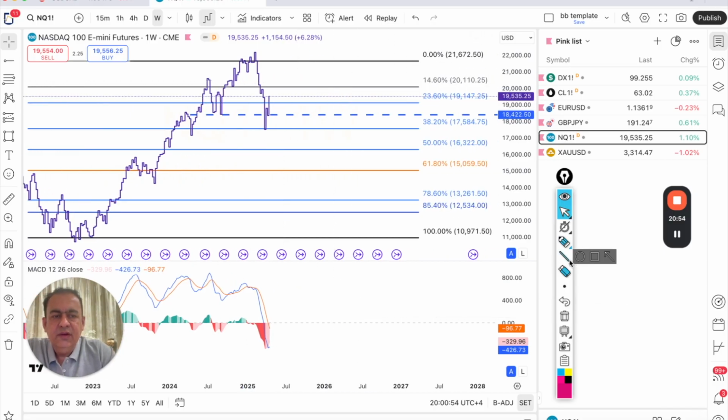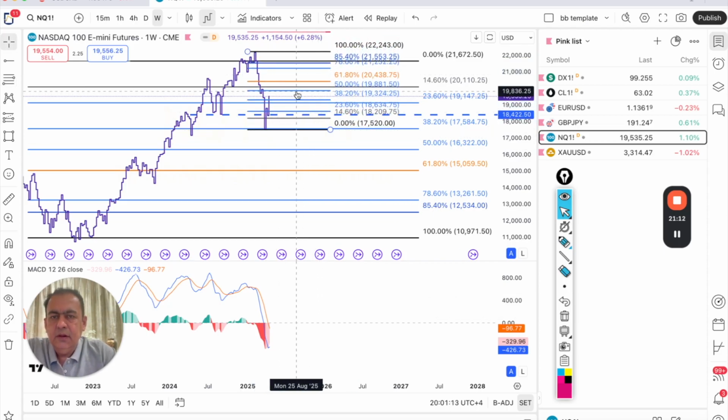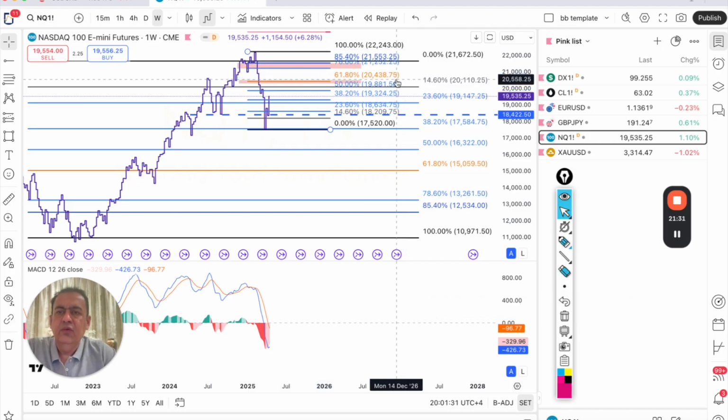Once BOS is done, we usually get a pullback, retracement, and then continuation. So currently it is in the pullback phase, retracement phase. So I'm going to use Fibonacci retracement from high to low on the weekly chart, starting from the highest and bringing it to the current low. We can expect retracement towards 61.8 or maybe towards 78 to 85. So this is the zone of resistance, and 61 could be a strong fib level resistance. So two potential resistance zones identified.